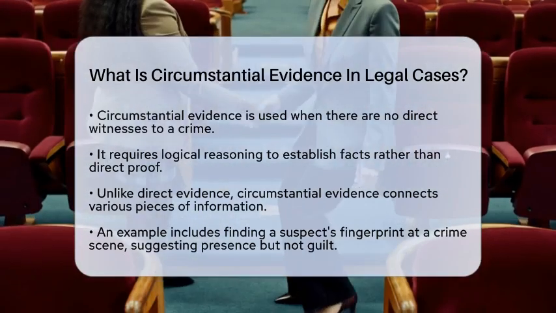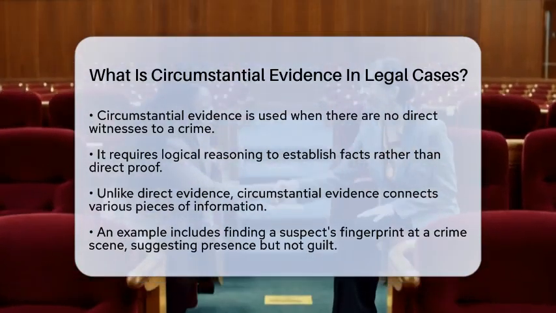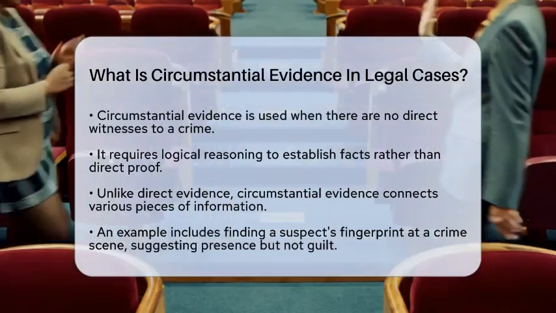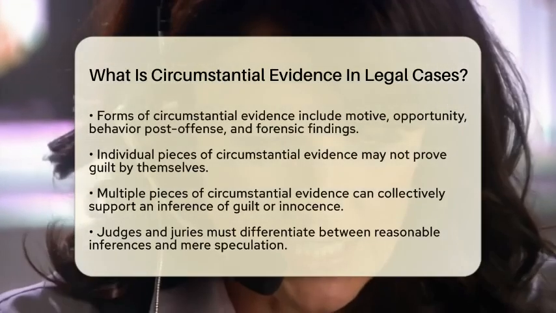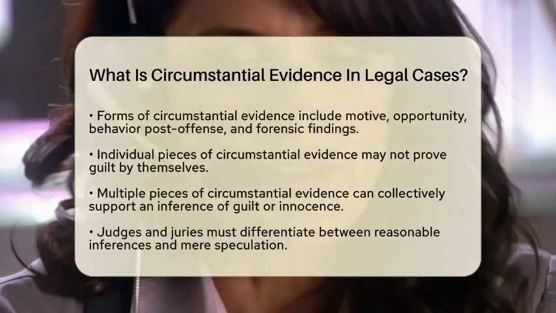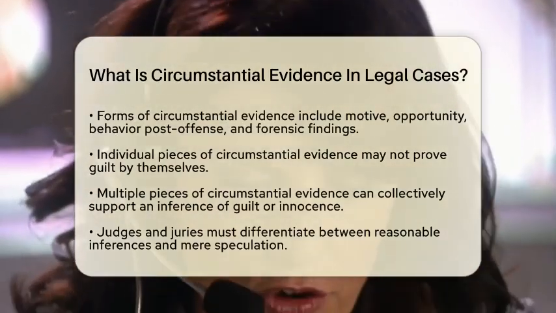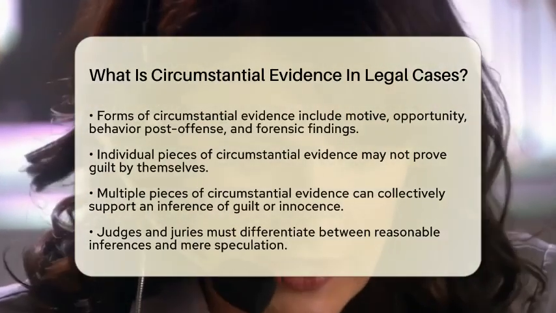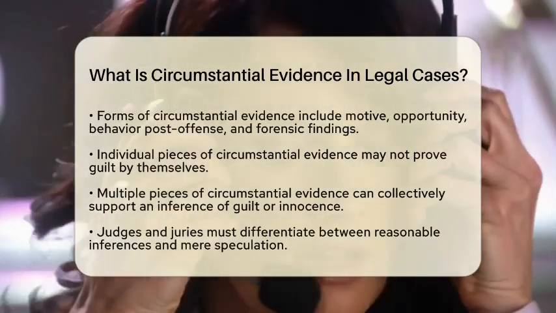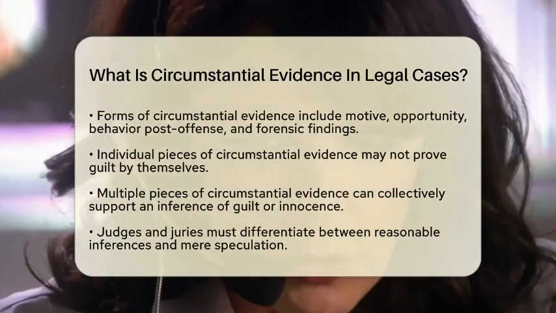In courtrooms, circumstantial evidence can take many forms. It may include motive, opportunity, or behavior after an offense, such as fleeing or lying. It can also involve possession of tools or weapons and forensic findings like deoxyribonucleic acid or ballistics.